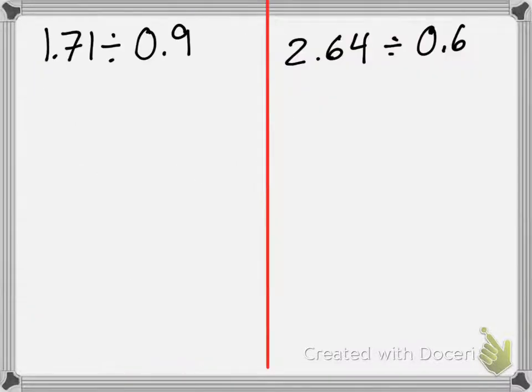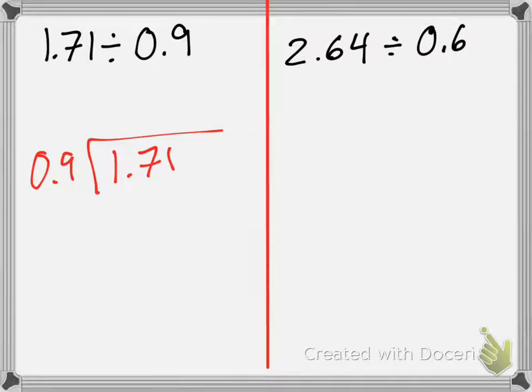So I want you guys to do these problems. We're going to do the first one together. So when I set this up, who can tell me by raising their hand which number goes inside the house? What do we think? Jack, which number goes inside the house? 1 and 71 hundredths, or 1.71. Perfect. So the 0.9, or the 9/10, goes outside the house.